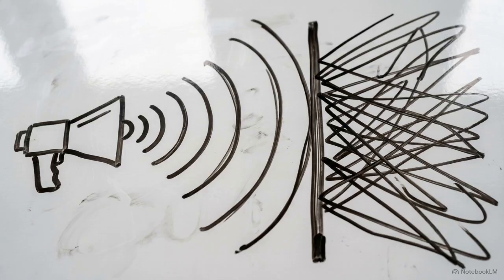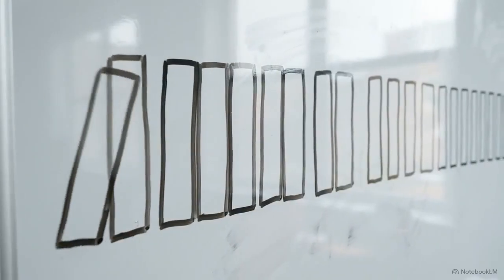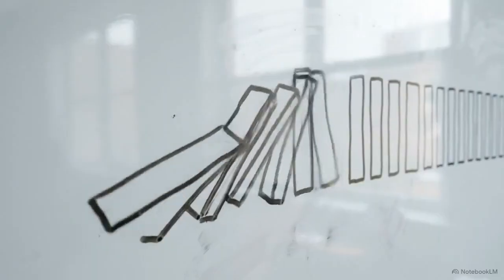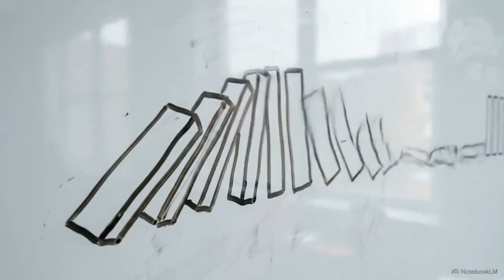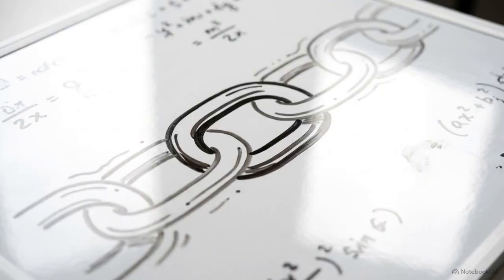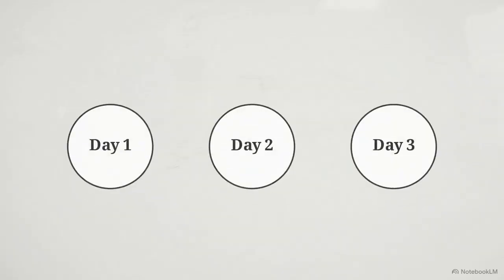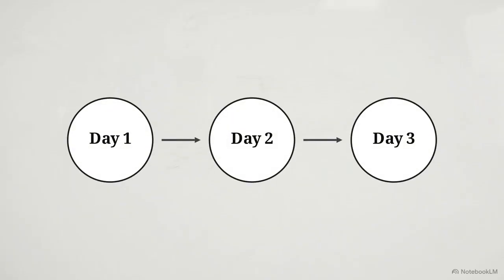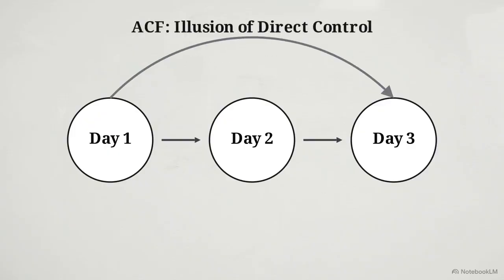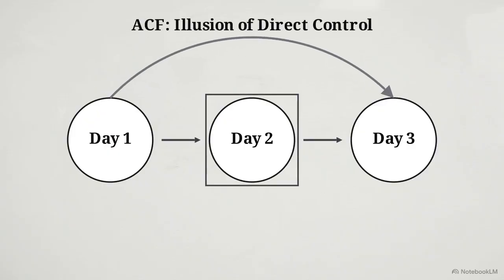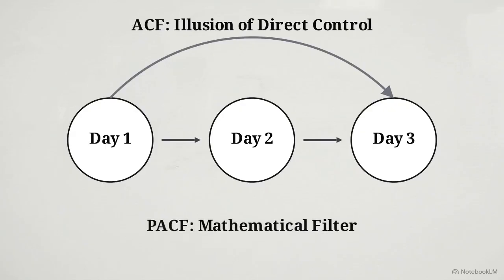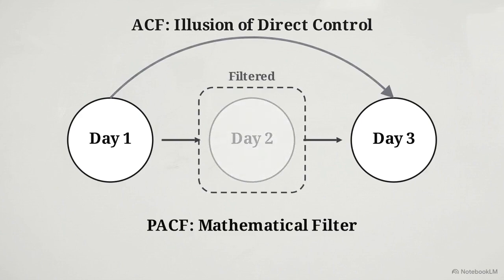The ACF gives us a complete picture of the total historical echo. However, it calculates the total correlation, which means it cannot distinguish between original signals and mere chain reactions. That is the trap of indirect influence. Consider a simple linear sequence. Day 1 directly impacts day 2, and day 2 directly impacts day 3. Because day 1 affects day 2, it indirectly affects day 3. In a standard ACF calculation, this mathematical overlap creates an illusion, making it look like day 1 directly controls day 3, even though day 2 is the actual catalyst.